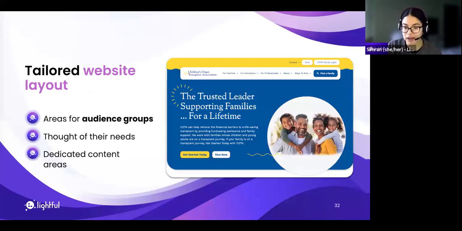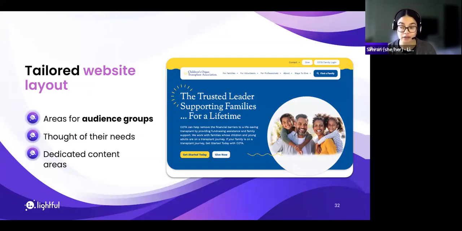And then finally, we have a website layout, which I was touching on earlier. But this example is from the Children's Organ Transplant Association. And you can see that it's clearly laid out for different audiences. And the menu has a section for families, for volunteers, and for professionals. And then it's also got a bit more information about the organization and ways to give.